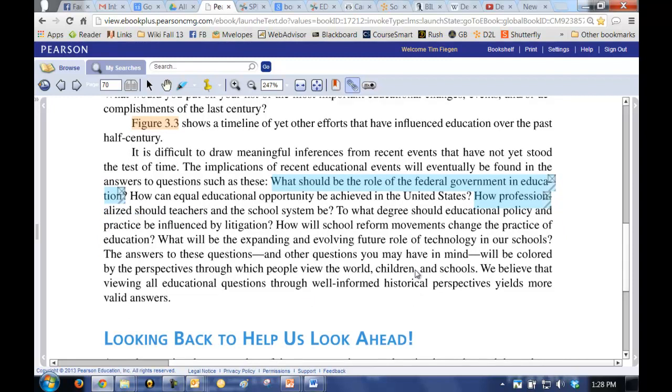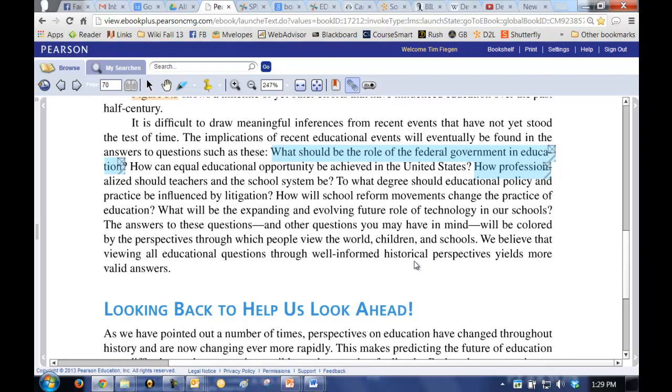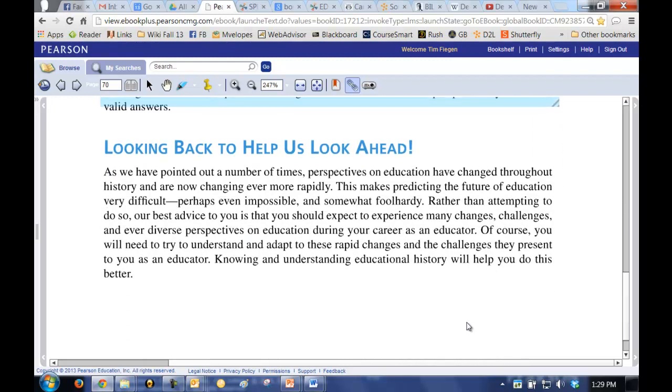Here's another one. To what degree should educational policy and practice be influenced by litigation, meaning the courts, the unelected body that gets to make rules? How will school reform movements change the practice in education? What will be the expanding and evolving role of technology in our schools? And the answers you may have in mind will be colored by the perspective through which people view the world, children, and schools. We believe that viewing all educational questions through well-informed historical perspectives yields more valid efforts. So these authors are saying, study history to come up with these answers.